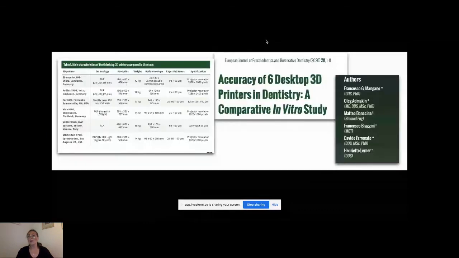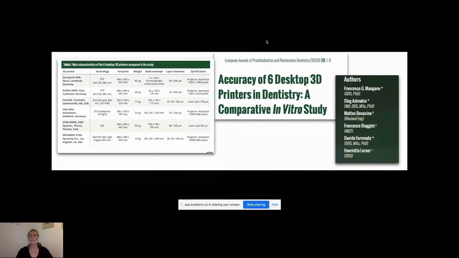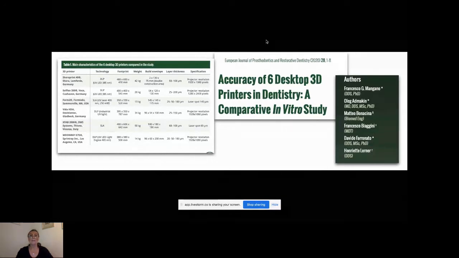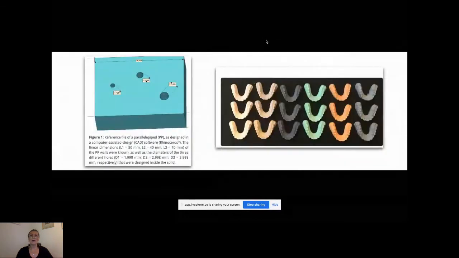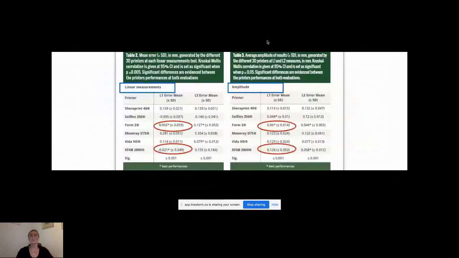So this is one study which we did in cooperation with Francesco Mangano and Matteo Bonaccina in the Digital Society, and it is published in BMC Oral Health. It's a study where we had models printed and compared with each other using different printers. And we did linear measurements and amplitude measurements, where we had some results.